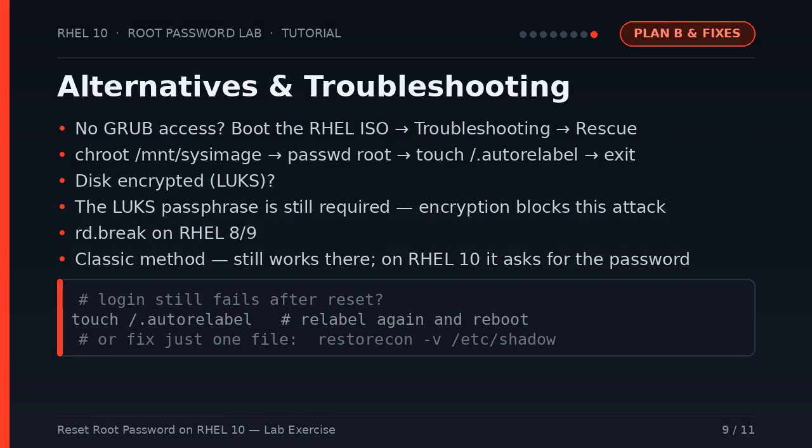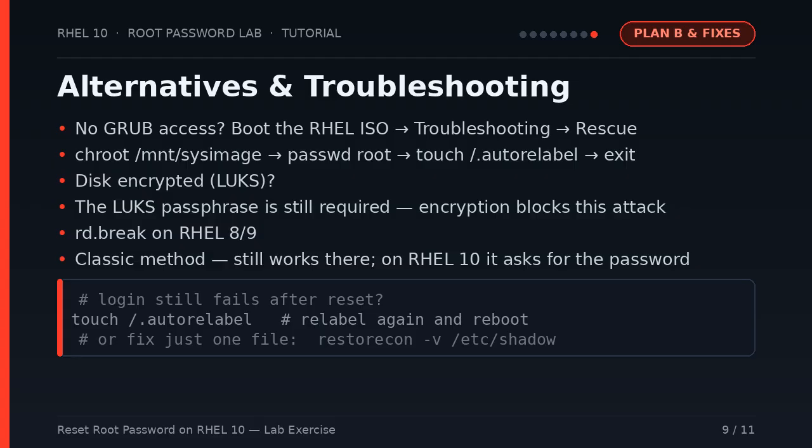Let's talk about Plan B and common problems. If you cannot reach the GRUB menu at all, for example if GRUB is broken or password protected, boot from the RHEL installation media. Choose Troubleshooting, then Rescue a Red Hat Enterprise Linux system. The installer finds your installation and mounts it under /mnt/sysimage. Then run chroot /mnt/sysimage. Then passwd root, then touch /.autorelabel.